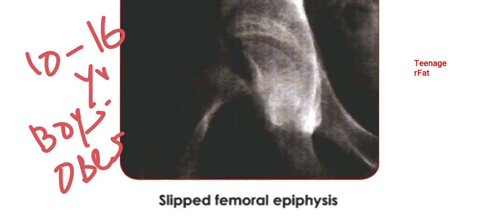The child will present with hip or knee pain, and limping is a very common symptom. So it commonly occurs at the age of 10 to 16 years in boys and obese children, and limping will be the common symptom in this case. So this is the case of slipped femoral epiphysis.